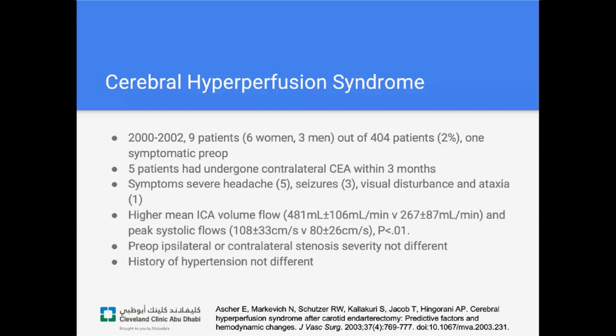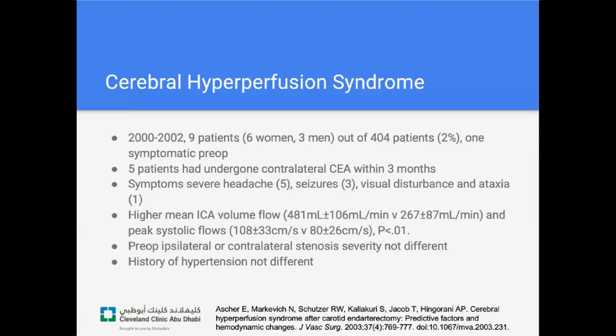It used to be believed that patients with high blood pressure to begin with were at risk for this. People also who had very high-grade stenoses were believed to be prone to this. But this interesting paper from Enrico Ascher's group with one of my former co-residents, Rich Schutzer and Anil Hingorani, showed that in their large cohort of patients over a 2-year period, they had 9 patients with hyperperfusion syndrome. And of them, 5 patients had undergone contralateral carotid endarterectomy within 3 months.